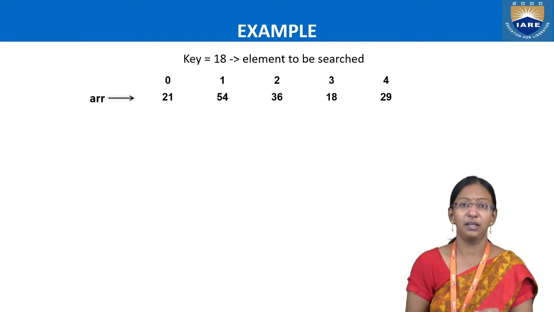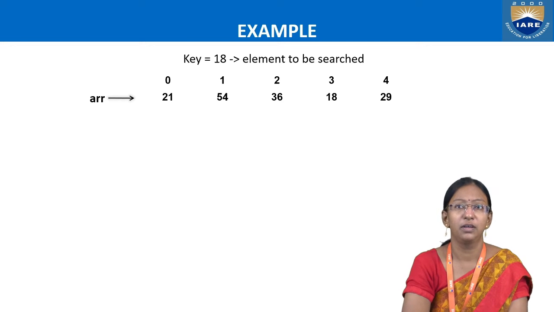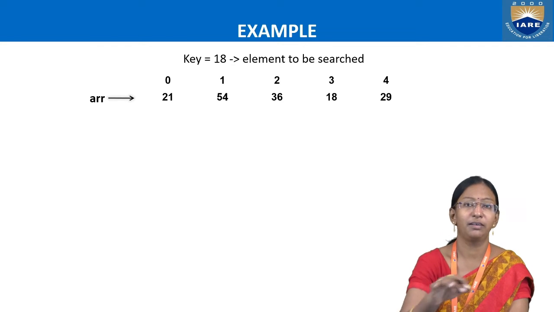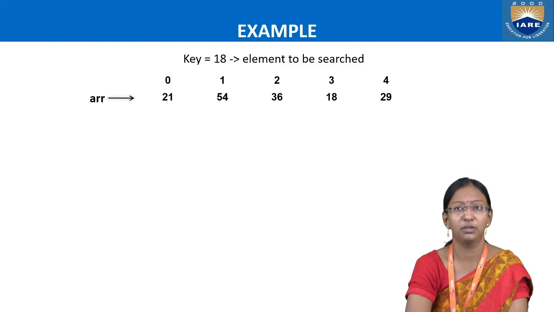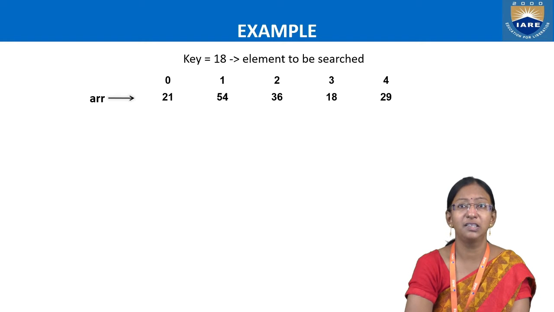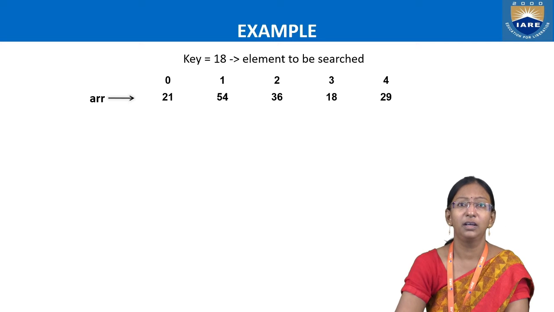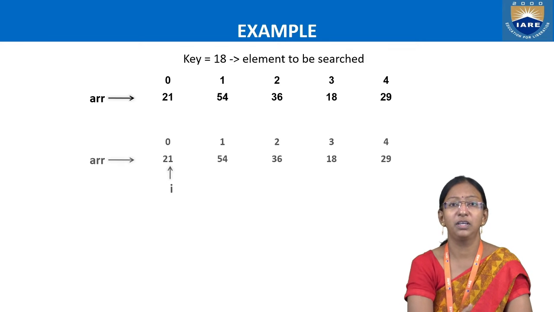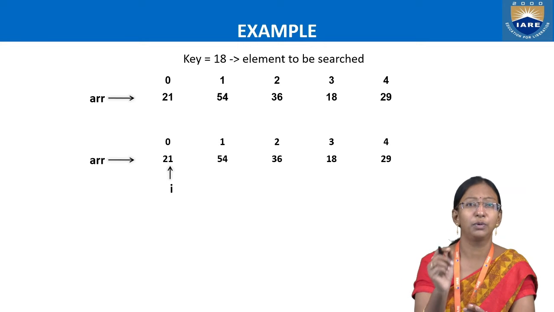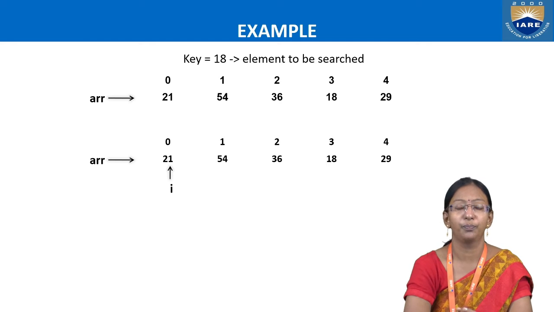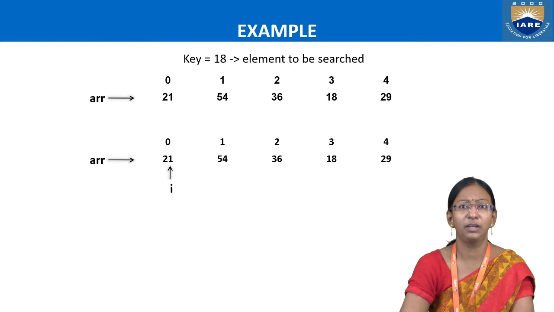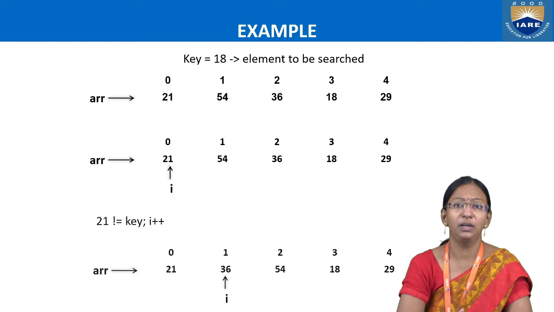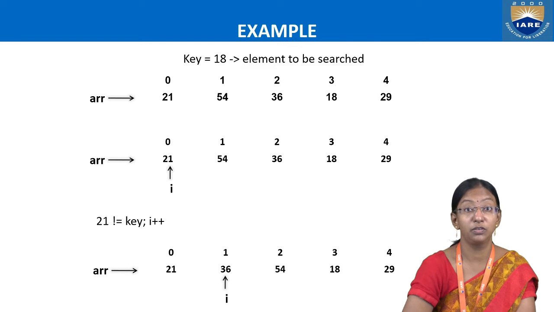This is the list which I'm going to take right now. The list consists of 5 elements, randomly placed: 21, 54, 36, 18, 29. And the key element which I'm going to search for is 18. Initially I take an i value. i is nothing but a pointer, just to point out. Now initially i is going to point to the 0th index value, which is 21. Compare it with your key element. Is 21 equal to key or not? No, it is not equal to key.